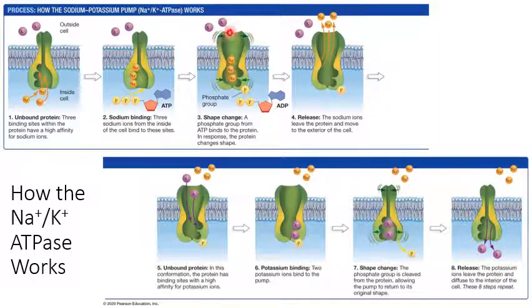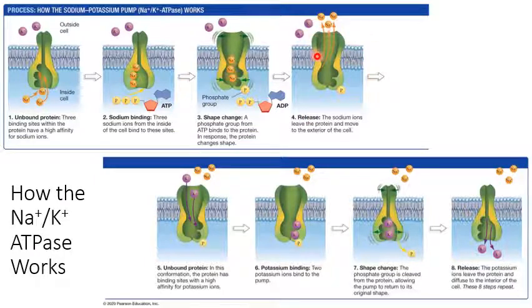The pump is changing its shape. It's closing up on the side that's inside the cell. On the side that's outside the cell, it's opening up, and it's going to release its sodium ions. So now these sodium ions are going to just float out to the outside of the cell. And the outside of the cell is where you have a higher concentration of sodium ions. So these have now been pumped up against their concentration gradient.